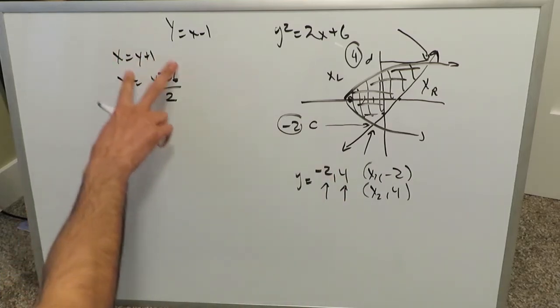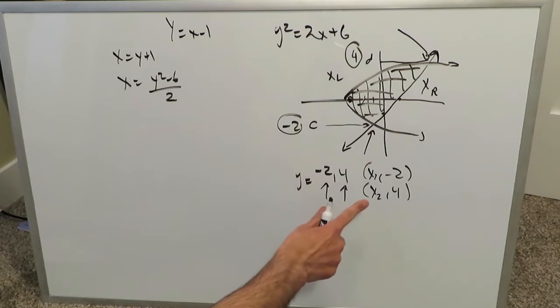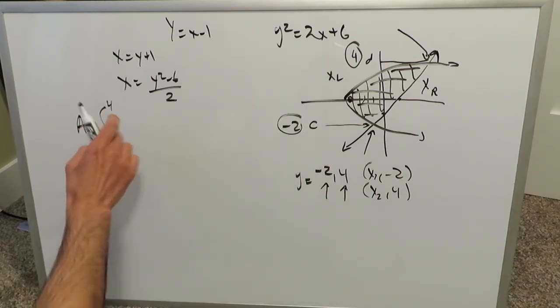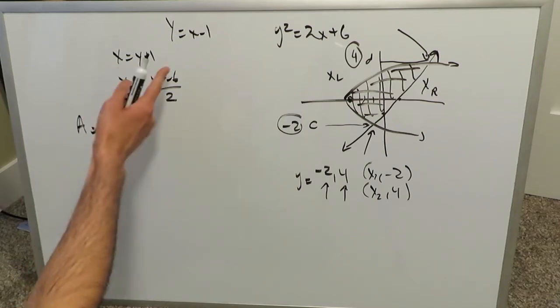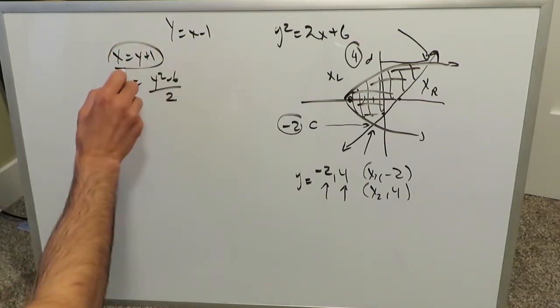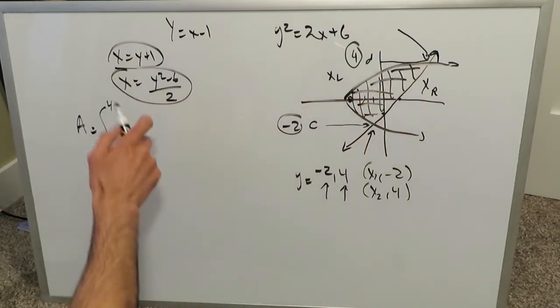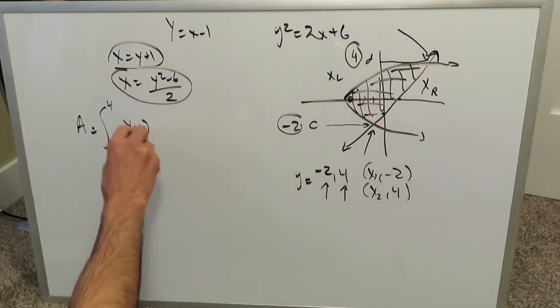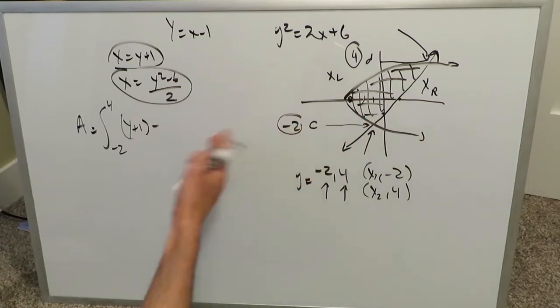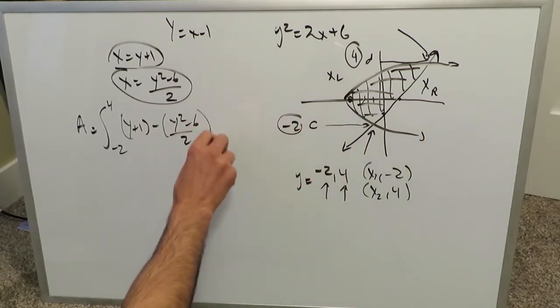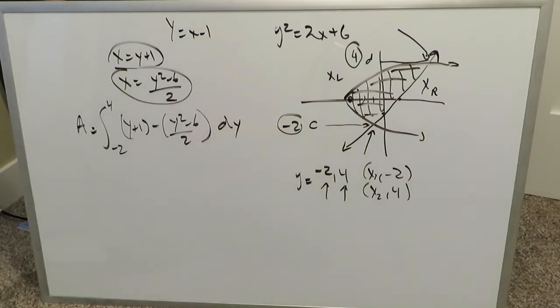So now we have both of these equation forms. We have our limit from the lower limit minus 2 to the upper limit 4. Remember, equations here are in the form of x equals, right? Both of our equations are in the proper form. What's our right-sided equation? Well, it's y plus 1. What's our left-sided boundary equation? It's y squared minus 6 divided by 2. And then in terms of dy.